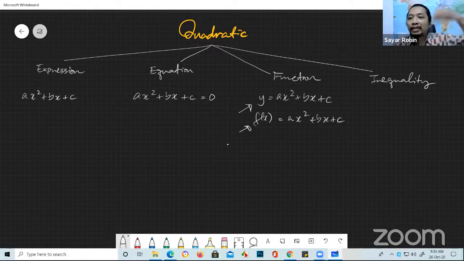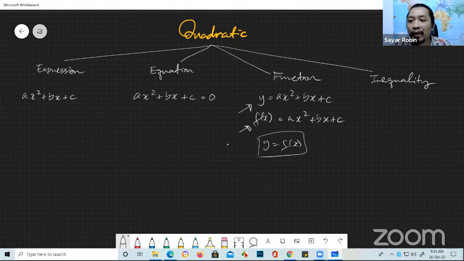Each and every x value has a connection with another value, which is represented by y, sometimes known as f of x. So in the function idea, we often say y is equal to f of x. Everybody knows about that, right? y is equal to f of x. This is called a function.